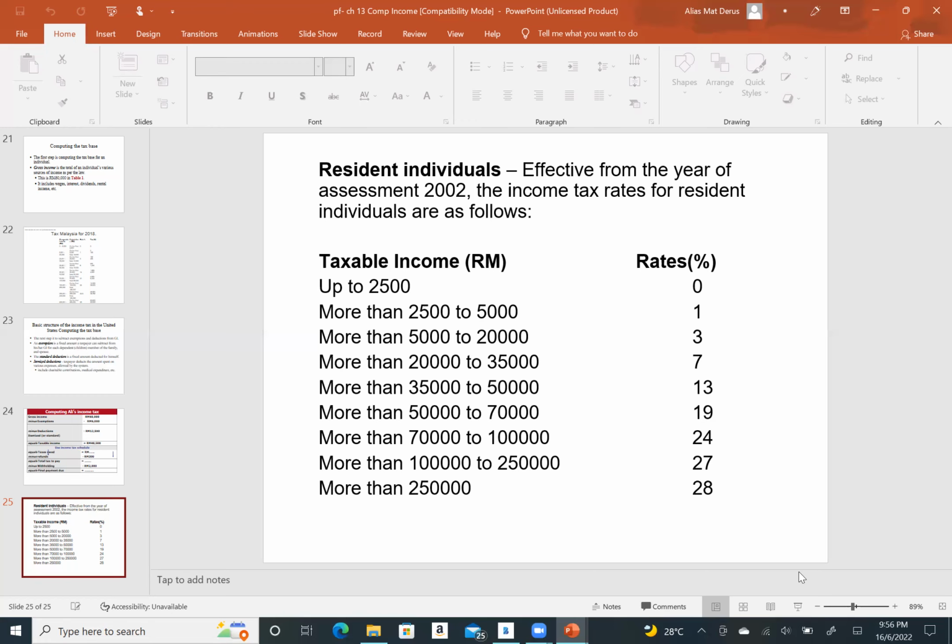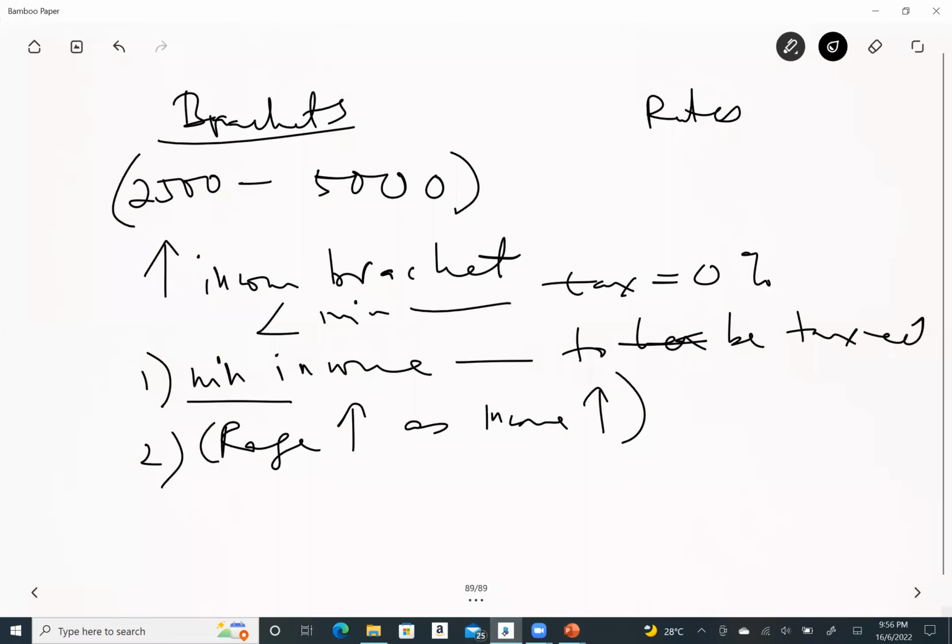The rate is increasing, then it declines. Okay, so you can see here the rate. You write the changes. If you look at the rates, right?